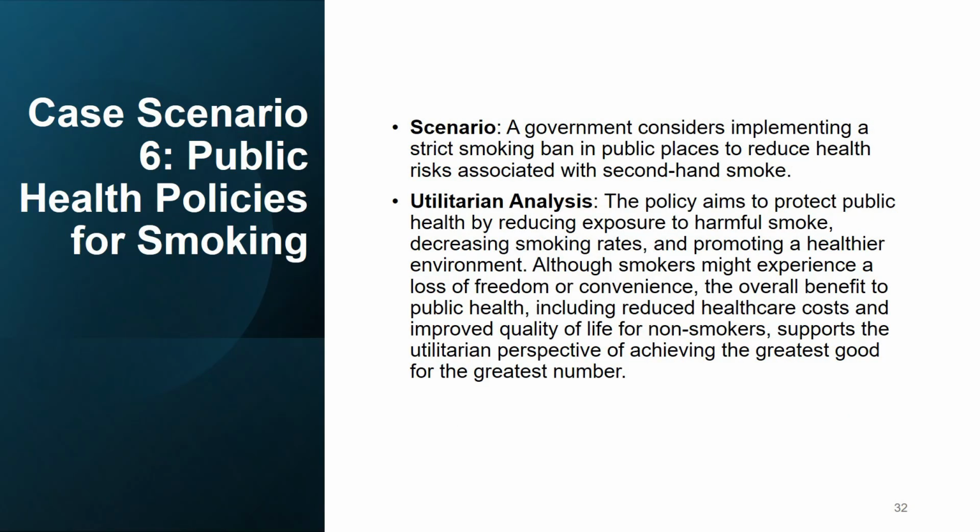Another case scenario on public health policies for smoking. The scenario is a government considers implementing a strict smoking ban in public places to reduce health risks associated with second hand smoke, which is called passive smoking. A utilitarian analysis of this would be the policy aims to protect the public health by reducing the exposure to harmful smoke, decreasing the smoking rates and promoting a healthier environment.